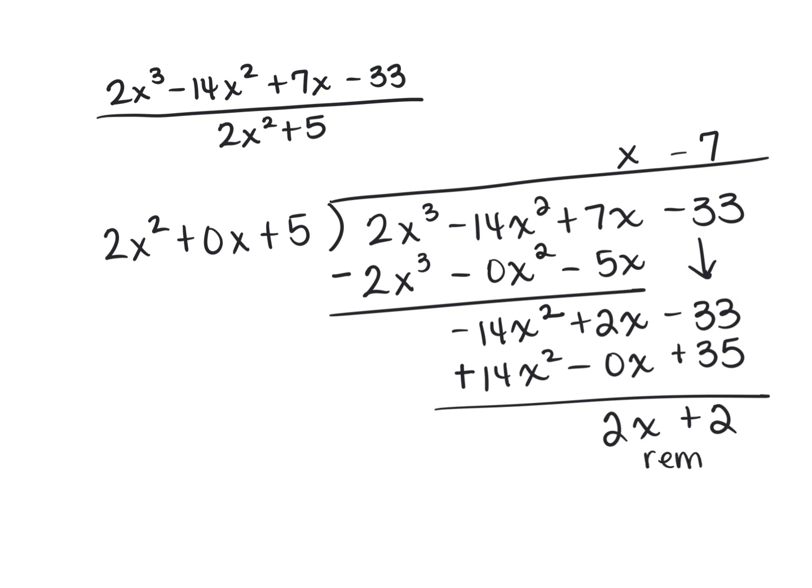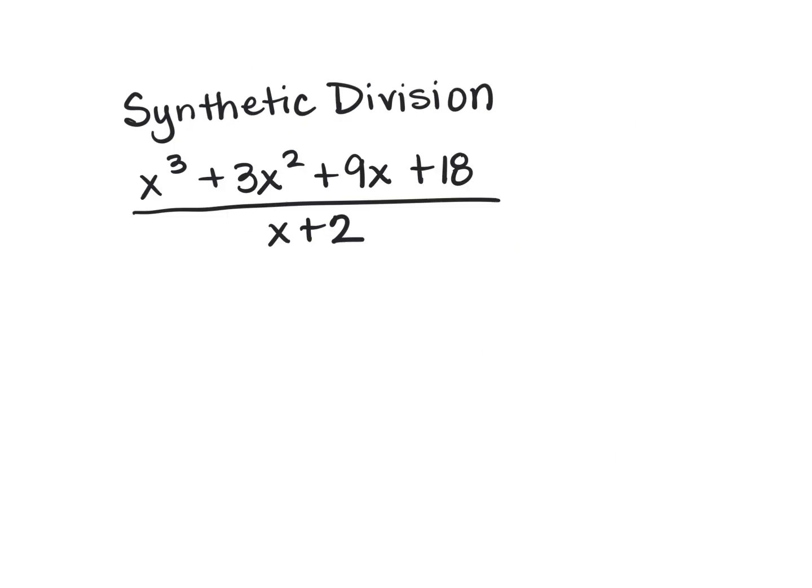So your quotient is at the top, your remainder's at the bottom. So the quotient would be x minus 7, and then your remainder is the 2x plus 2. So long division can be a little bit tedious. There is another alternative. You have to check two different things for this.